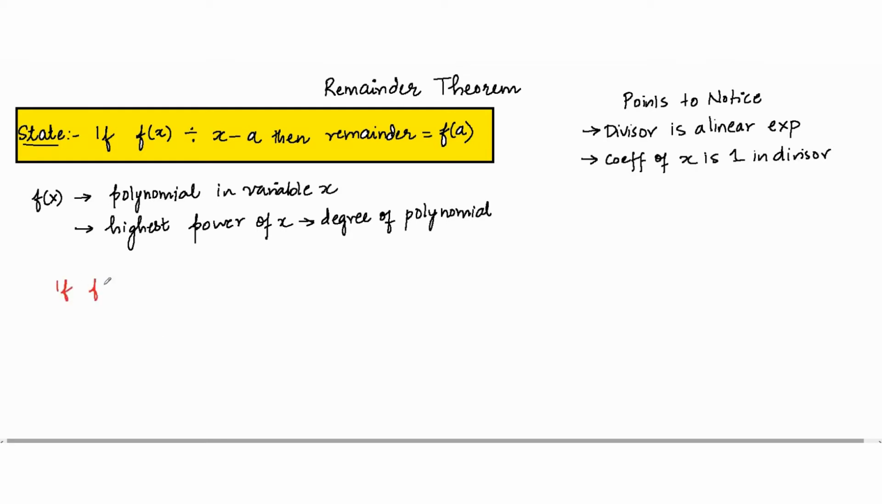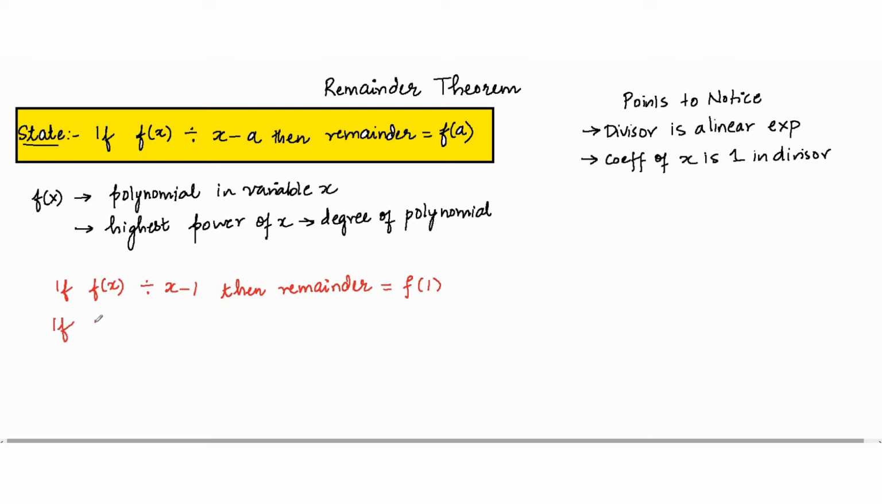If f of x is divided by x minus 1, now let's compare x minus 1 with x minus a. You will notice that the value of a is actually 1. Then the remainder is given by f of 1. So what we have done is, in place of x we are substituting 1.